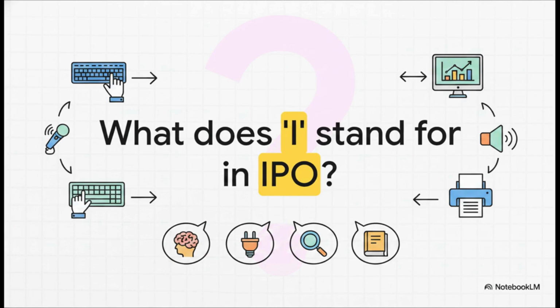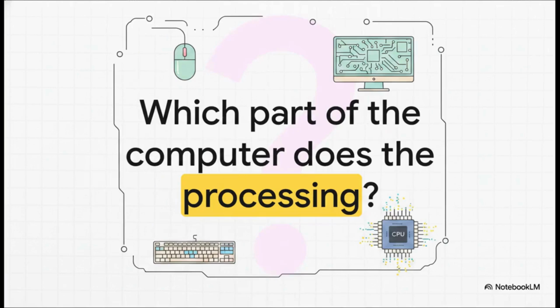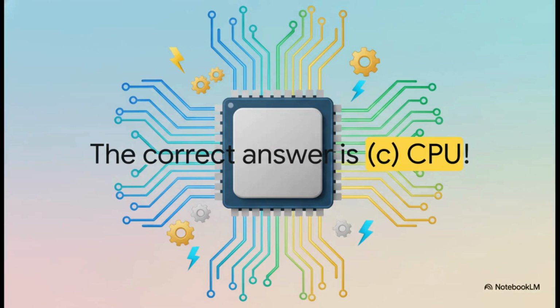Lock it in. If you guessed input, you are absolutely correct. Input is always that crucial first step, getting the data into the system. Next up, let's look at the brain of the machine. Which specific part of the computer actually handles all the processing? Is it A, the mouse, B, the monitor, C, the CPU, or D, the keyboard? Fantastic job if you went with C. The Central Processing Unit, or CPU, is the ultimate processing powerhouse, working on all that data.